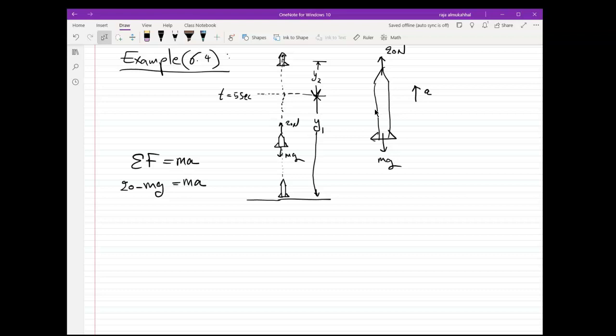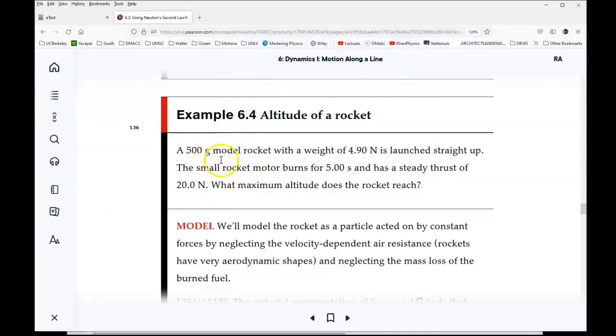And what I want to do is solve for the acceleration. So the acceleration is going to be 20 minus mg over m. And I have everything. Going back to the problem, it says the mass of the rocket is half a kilogram, right? With the weight, I mean, either or. And the weight of the rocket is 4.9. That's the mg of the rocket.